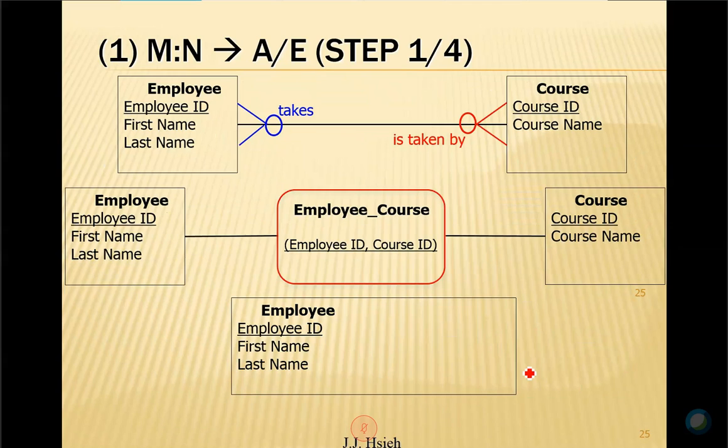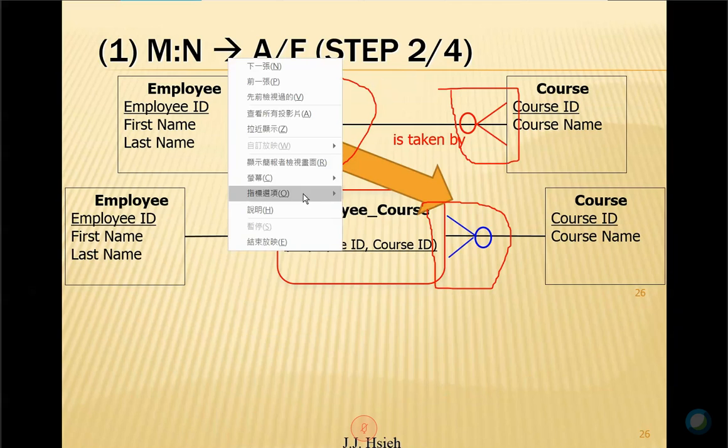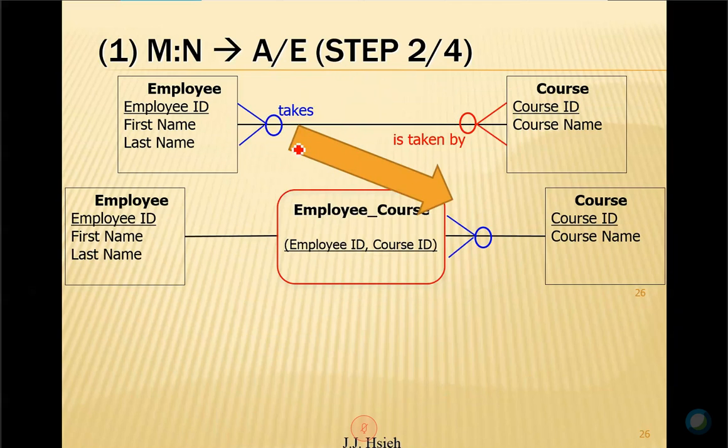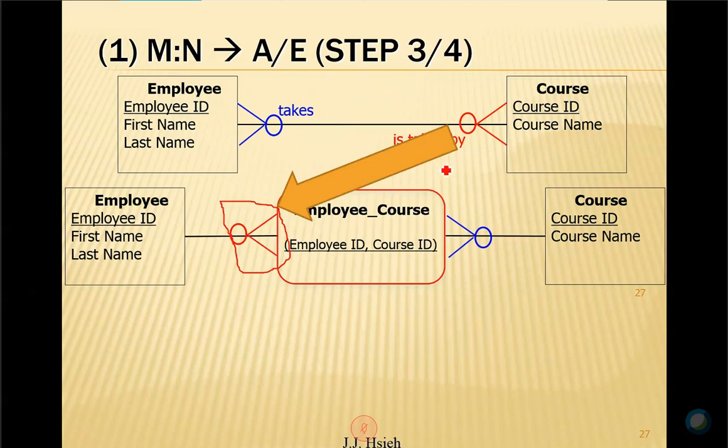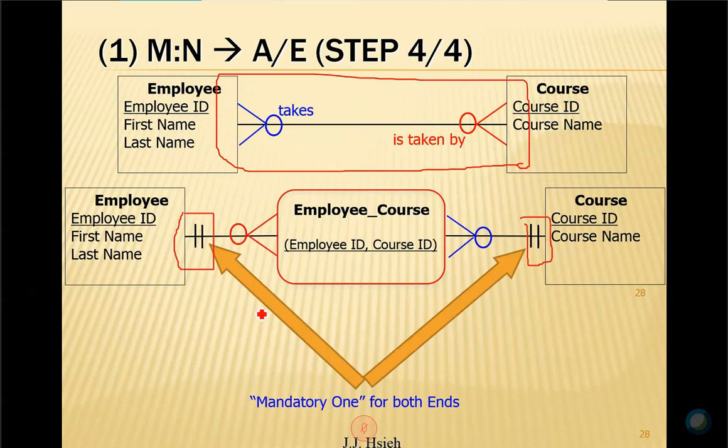Have a social entity in the middle, and then move the blue side to the right. I want to remove everything. Okay, move the cardinality on the left-hand side to the right-hand side. And then the next line, move the cardinality on the right-hand side to the left-hand side of the social entity. And then finally, you create this mandatory one for both sides.